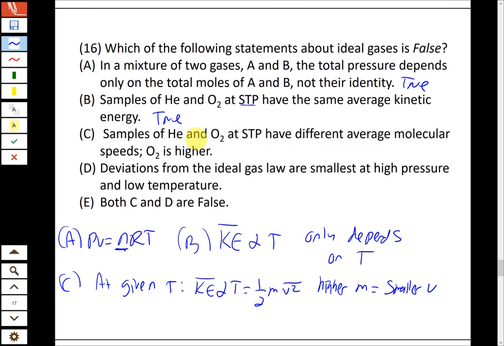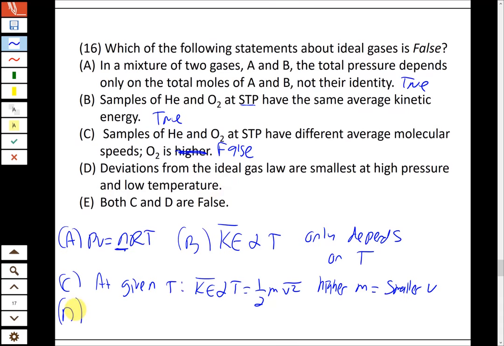And so for helium and oxygen, helium has an atomic mass of 4, oxygen has a molar mass of 32. Oxygen is much heavier, so its average speed should be lower. So this one is going to be false because that should be lower instead of higher. All right, so this is identified as a false statement. Then we have to see about choice D as well.